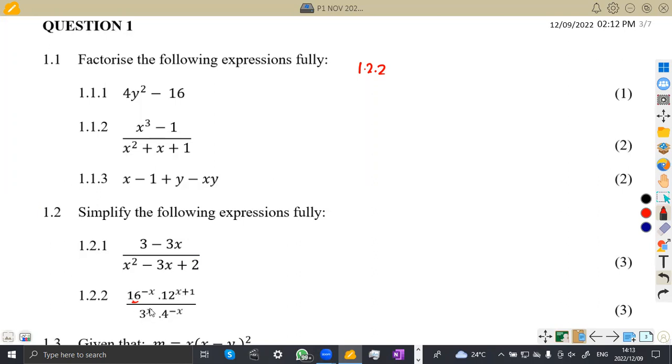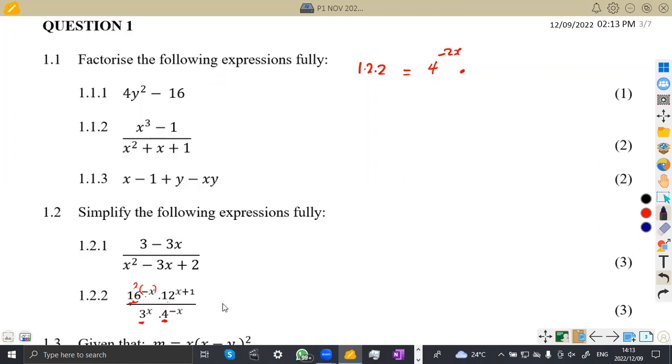I always say that try by all means to write these numbers in simplest form. The simplest numbers that we have in this case are 3 and 4. Yes, you can write 4 in terms of 2, but from 16 we can obtain 4. From 12 we can obtain 4. So that means we can leave it like that. So knowing that 16 in base of 4 is the same as 4 to the exponent of 2, which is going to be multiplied to minus x. So it's 2 times negative x, which is negative 2x.